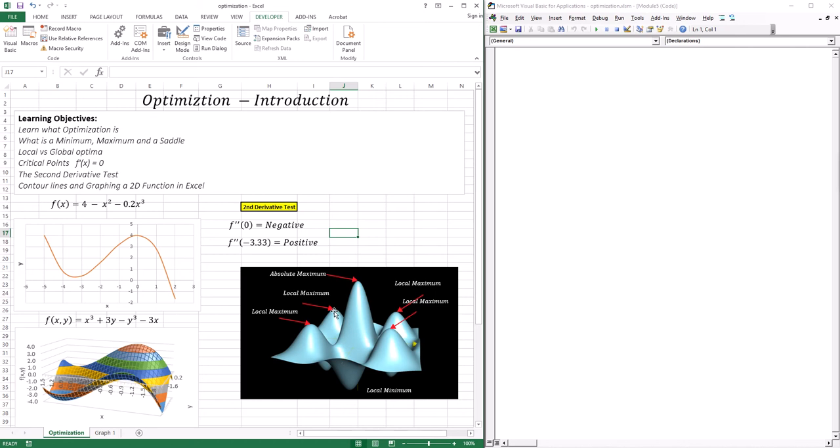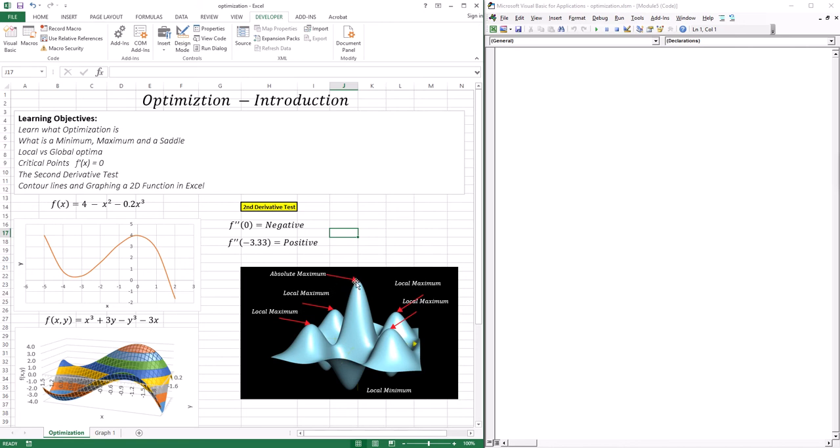And this point is maximum to all the surrounding points. This point is maximum to all the surrounding points. And the same thing goes for this one and this one. But if I go to this one here, not only is this point maximum to all the surrounding points here, but it's also maximum to everything in the function.